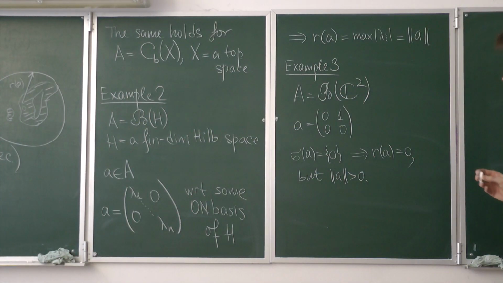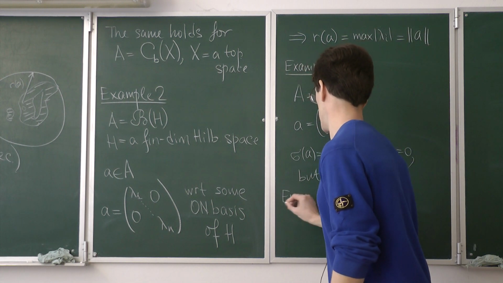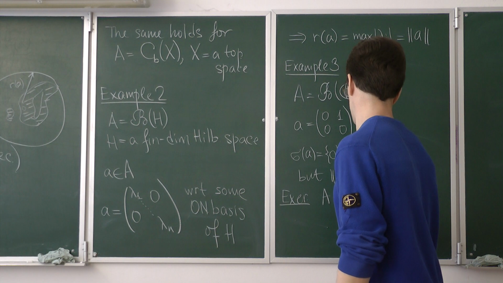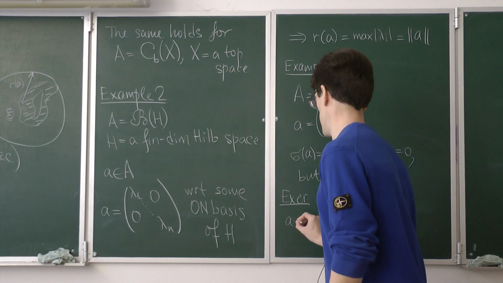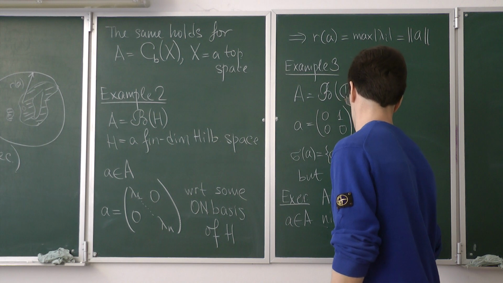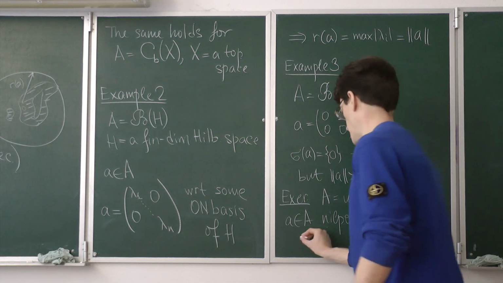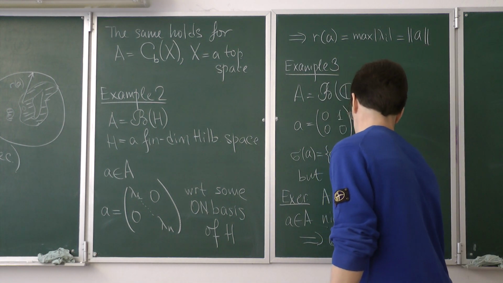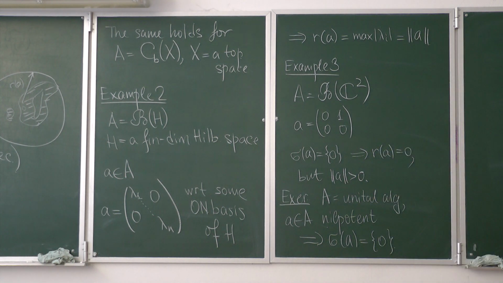In fact, this example can easily be generalized as follows. This is a useful exercise. If A is any unital algebra, and little a is a nilpotent element of A, then the spectrum of a is 0. The spectrum of a nilpotent element is 0. So this explains why the spectrum of this matrix is 0. It is nilpotent.